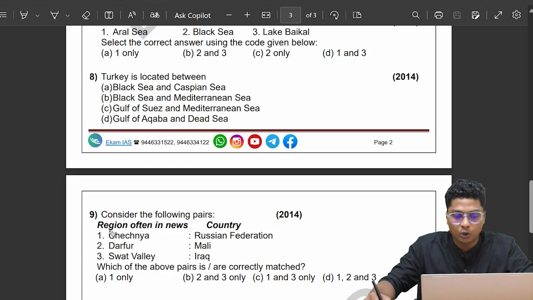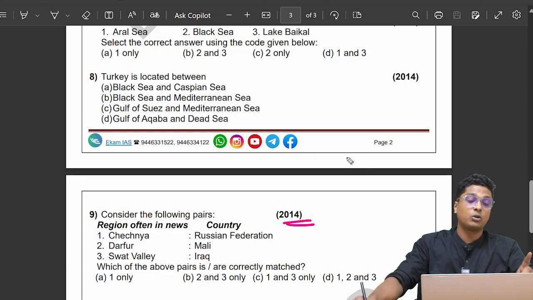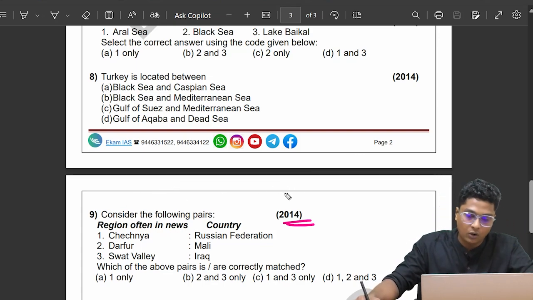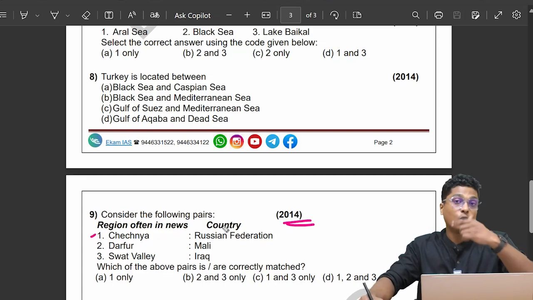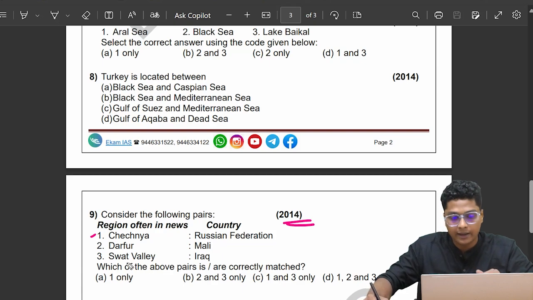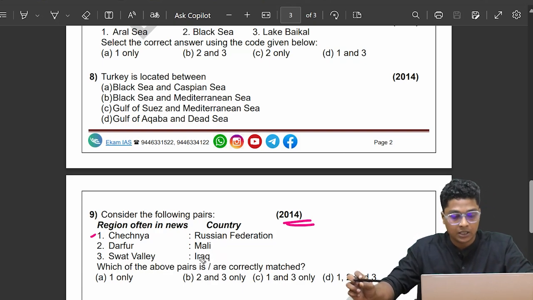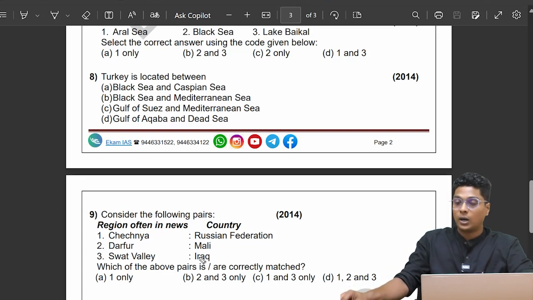Now the 9th question, just wanted to show you, region shown in news, it's 2014. Recently also we are able to see such questions. So this is not a new pattern. They have been asking this from very long time onwards. The reason why I showed you this question, Chechnya is near Georgia, which is part of the Russian Federation only, which is right. Then Darfur, Mali, no, Darfur is in Sudan, and Sword Valley is not in Iraq, rather it is in Pakistan. So we have seen 9 questions that have been asked related to Europe.